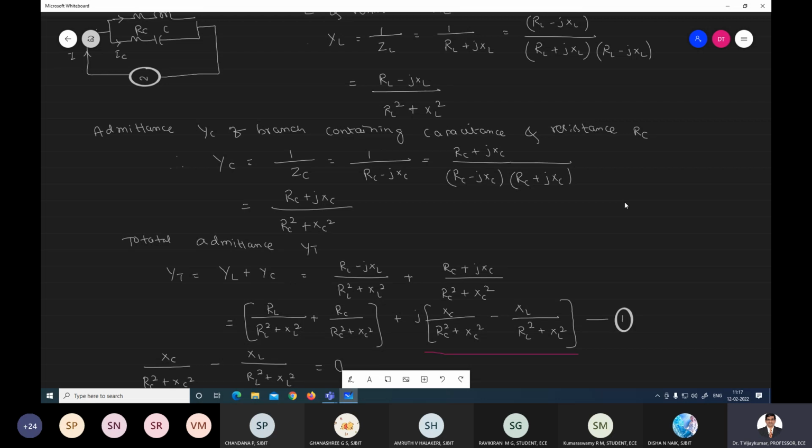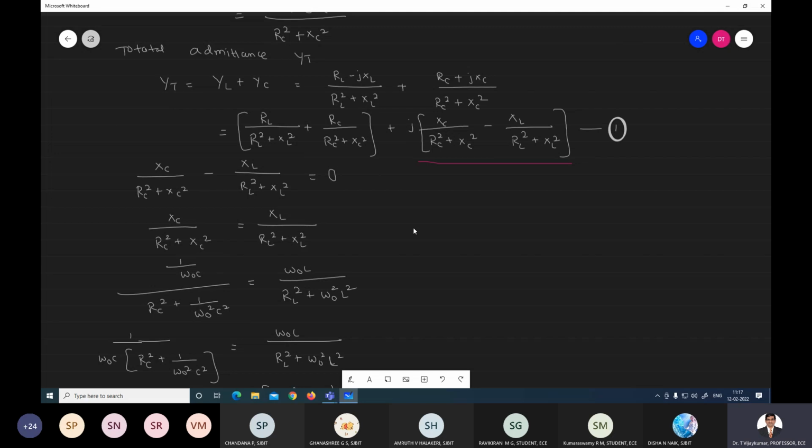Then the total admittance YT is given by YT equal to YL plus YC. Add these two: RL minus jXL divided by RL square plus XL square, plus RC plus jXC divided by RC square plus XC square.